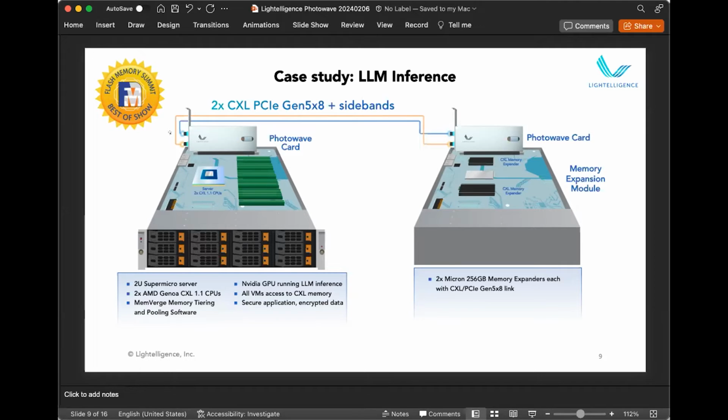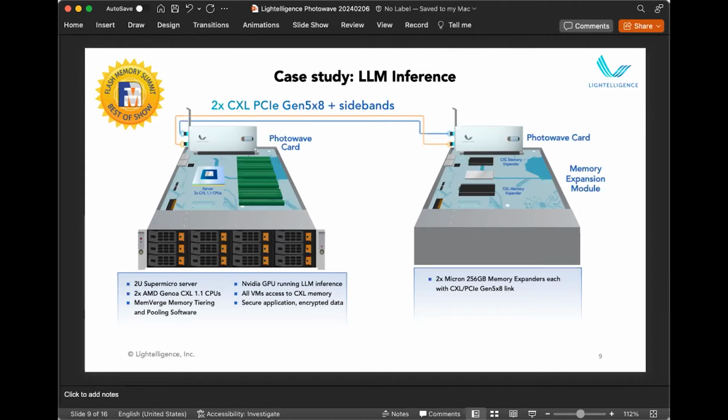And what we were doing was a large language model inference. On the left, you can see a Supermicro server. On that server was an AMD Genoa, a CXL capable CPU. Also installed is the MemoryVerge memory tiering and pooling software. We used an NVIDIA A10 GPU to run the inference.